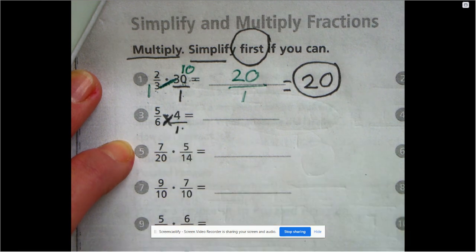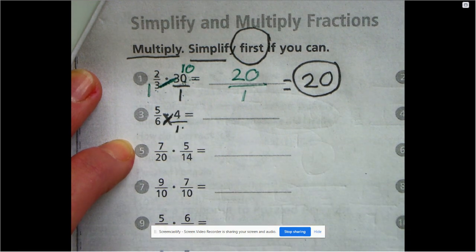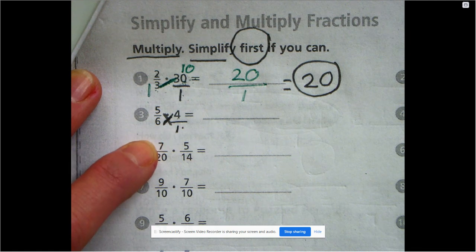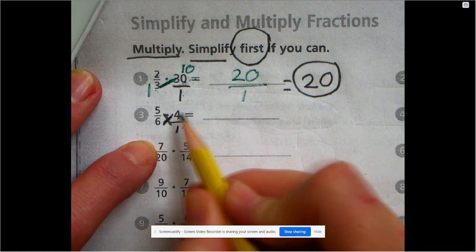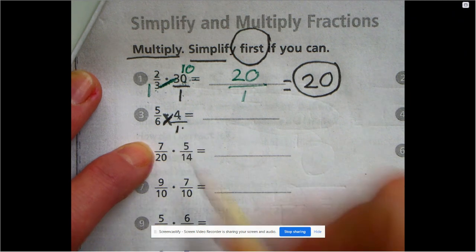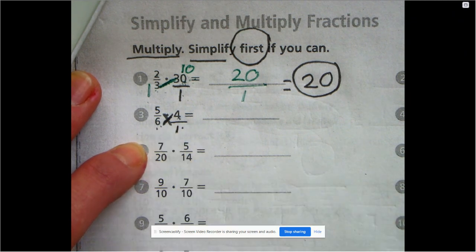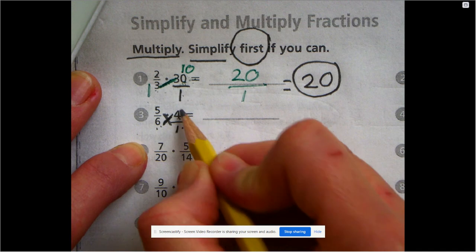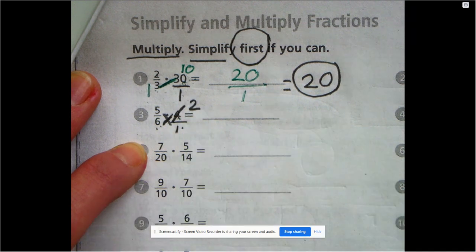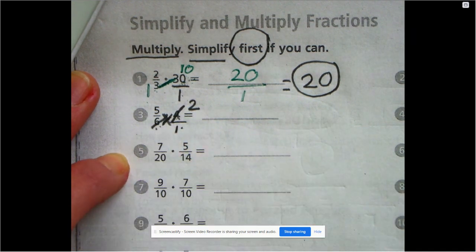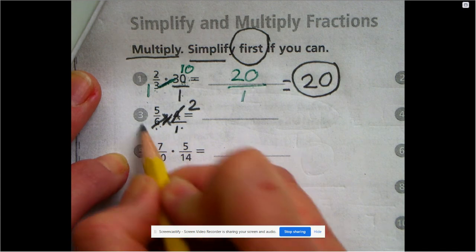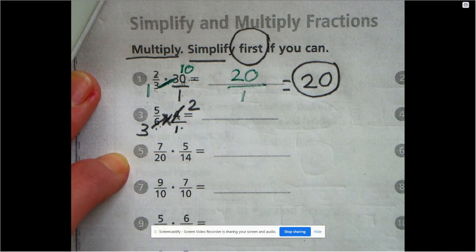6 and 4. What is a factor of 4 and 6? 2 can go into 4. 2 can go into 6. 2 can go into 4 2 times. 2 can go into 6 3 times. Now we can go ahead and solve.